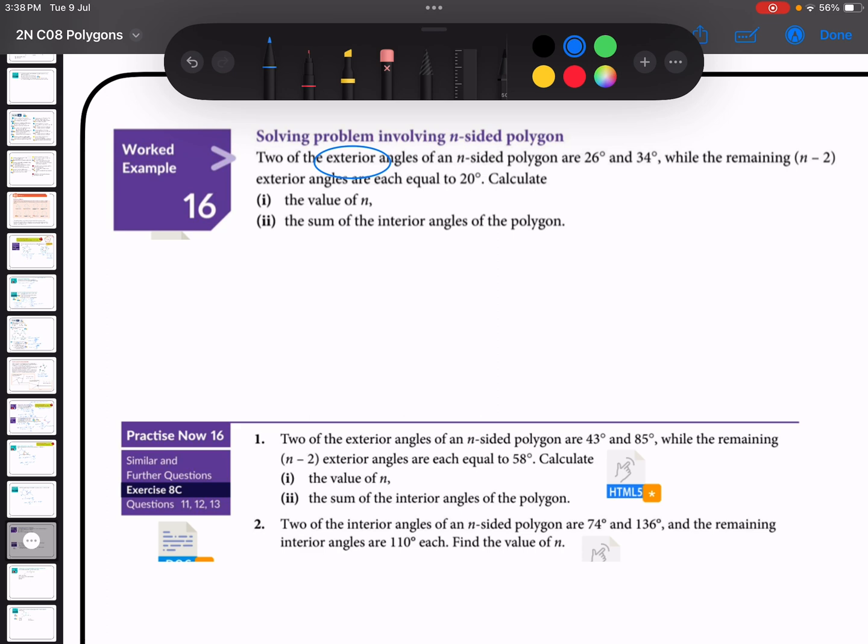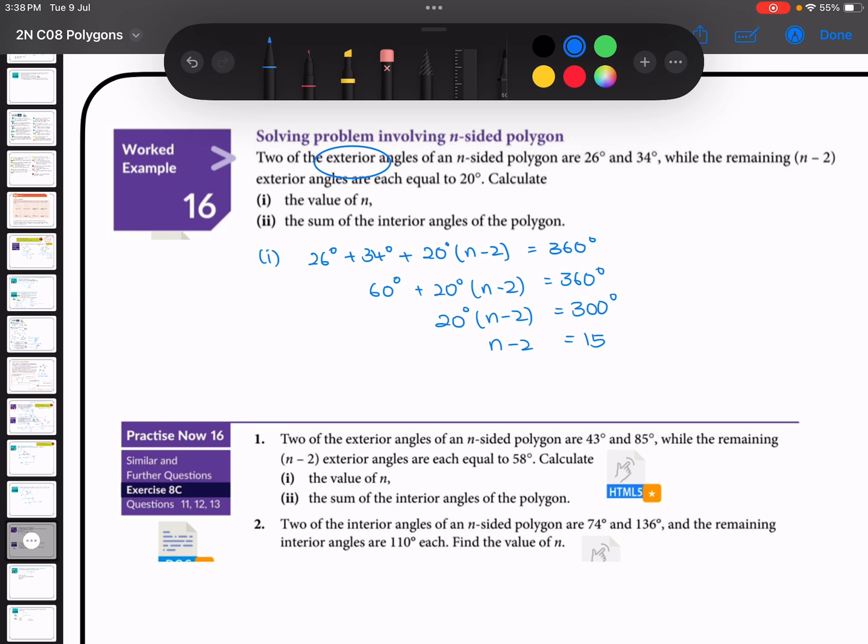So they're going to add up to 360. Let's form that equation. One angle, two angles, the remaining 20 degrees each, times n minus 2, must give me 360. Form my equation first. So 20 degrees times n minus 2 equals 300. My n minus 2 equals 15. So n equals 17. Okay, found the value of n.